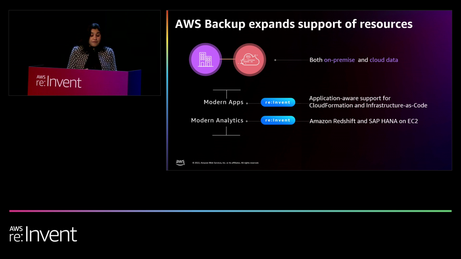And with the application-aware support for CloudFormation, we are extending our support for modern applications. Through the application-aware support for CloudFormation and infrastructure as code, customers can now protect, failover, and recover their entire applications. Moreover, we have also extended support for databases through supporting Amazon Redshift, which is a data warehouse solution that allows customers to analyze an exabyte of data and run complex analytical queries on top of that data, and a preview for SAP HANA on EC2.